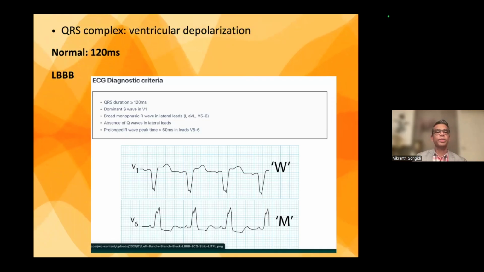So just remember, if the QRS is greater than 120 milliseconds, you have a very dominant S wave or a downward slope in V1, or a very tall R wave without an S in V5 and V6, that's left bundle branch block.